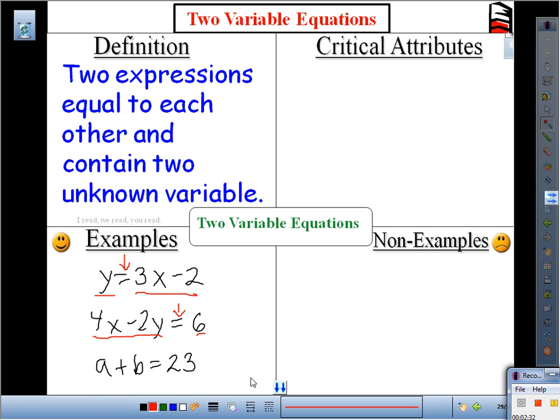Same here. Okay. With that said, now that you know what two variable equations look like, I want you to give me two non-examples. Write two non-examples. Write them down, please. Share one with your neighbor so they can write it down, please.